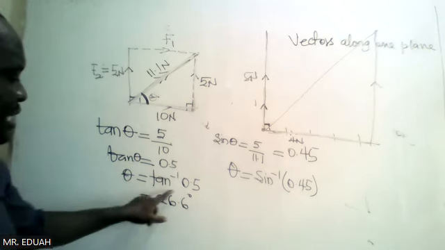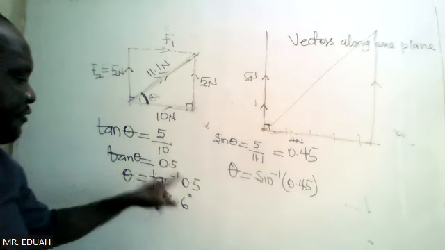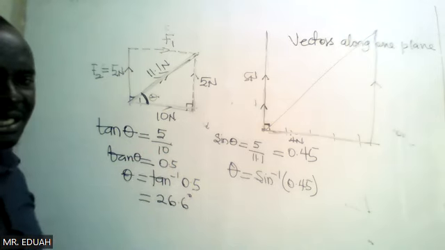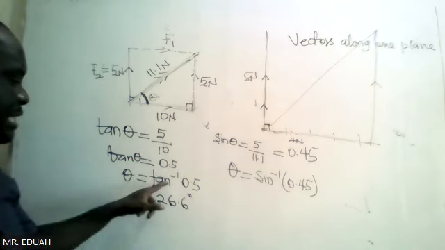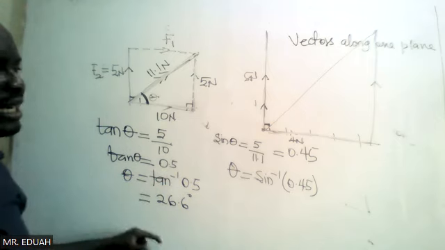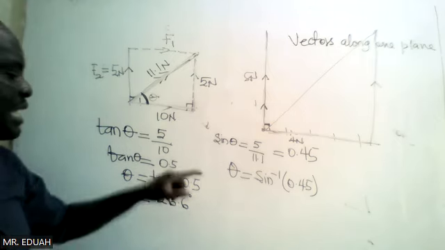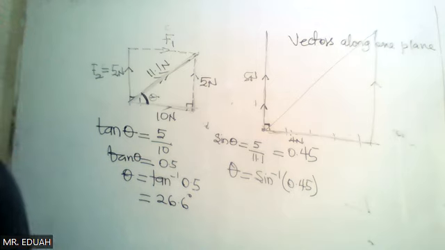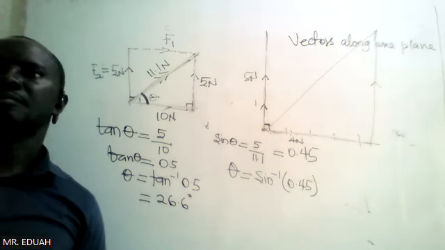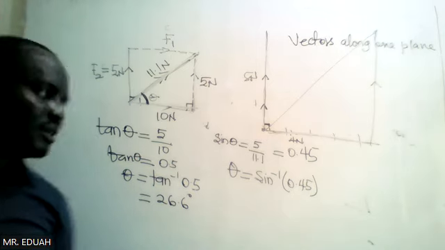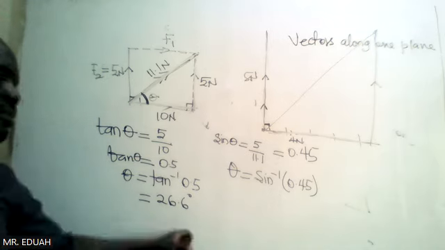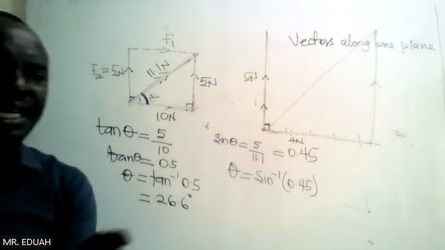Theta is equal to tan inverse of 0.5. Punch that, let's see. Tan inverse, shift, tan, key in this, and then enter. Yes, please, shift. 0.46. Then maybe your calculator is on radian.